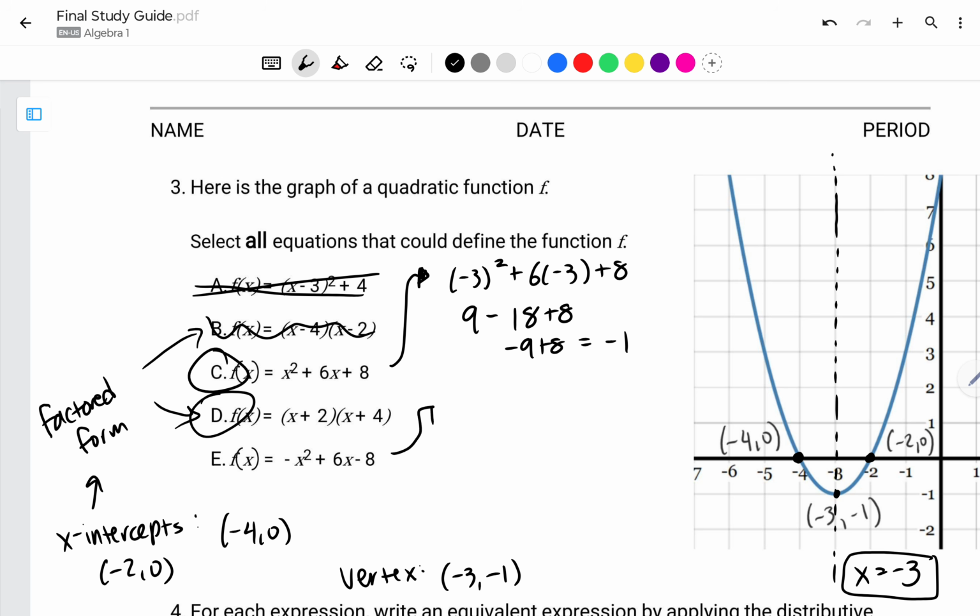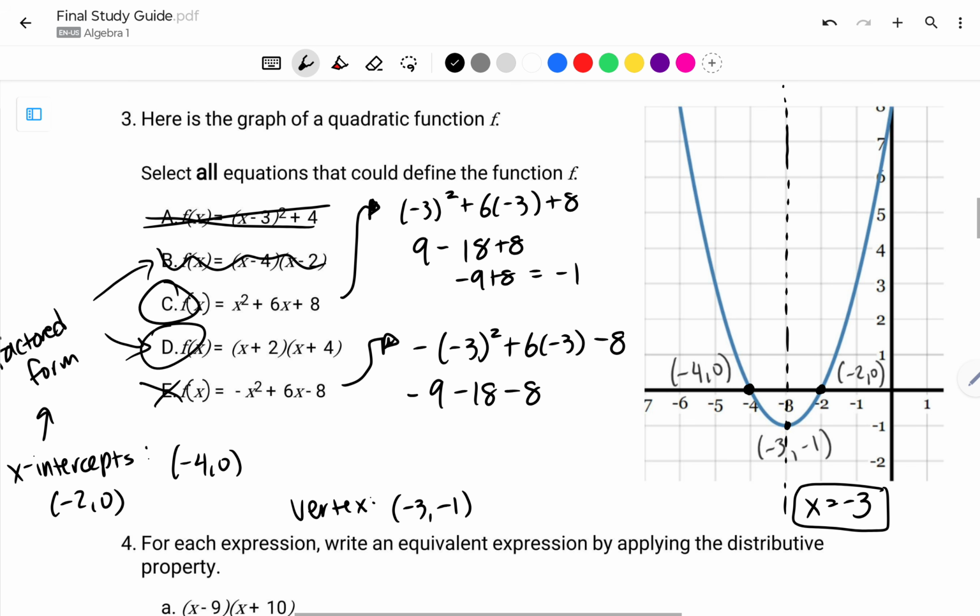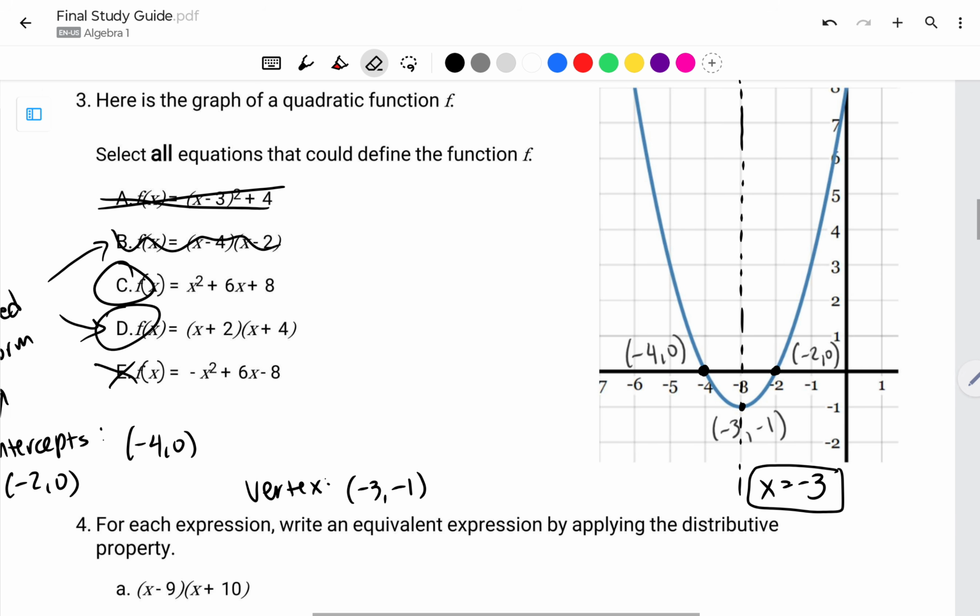Let's just check this one as well. -3 squared plus 6 times -3 minus 8. Again, that's going to be 9 minus 18 minus 8. No, that's clearly not -1. So this one doesn't work. Your two correct answers here are C and D.